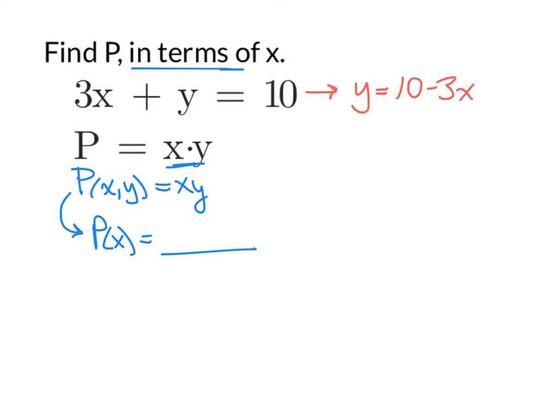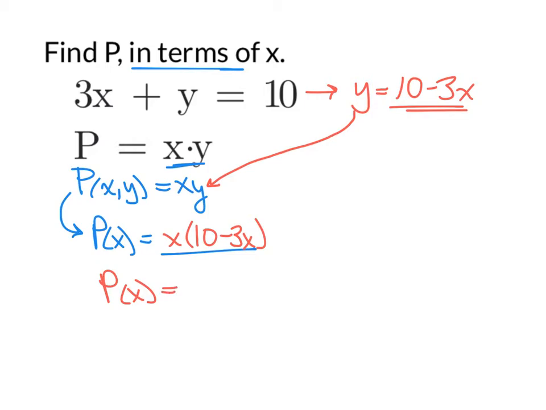I wanted to solve the equation for y so that now I could take and substitute that value in for y right here. Then we'll have P of X is equal to X times Y. But Y is not written in terms of Y now. Now it's written in terms of X. So I use that 10 minus 3X. So P of X, when we distribute the X, would be 10X minus 3X squared.